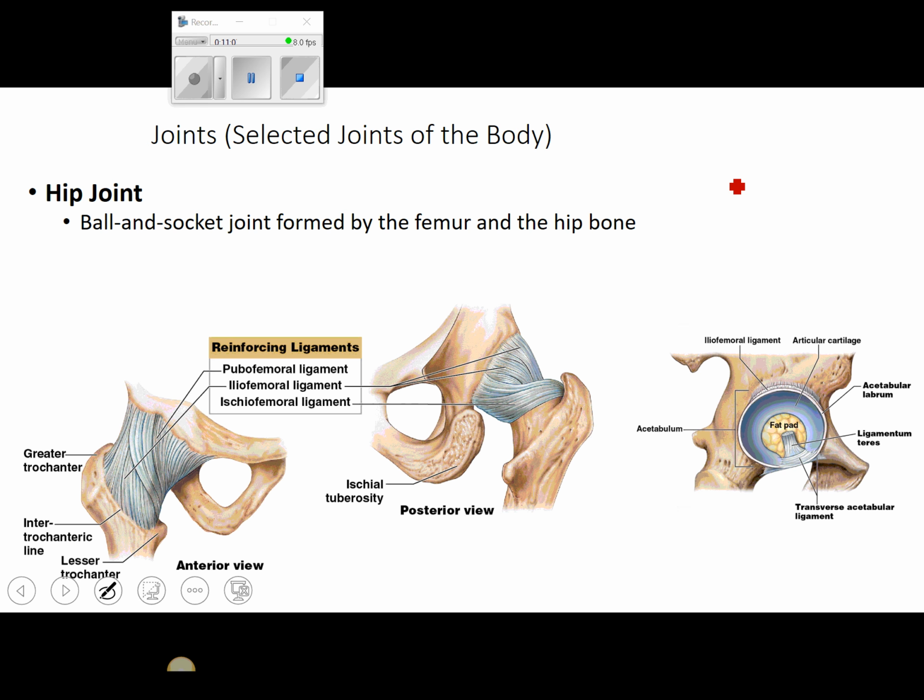Okay, next you have a hip joint. That is a ball and socket joint formed by the femur and the hip bone. So the movement here is going to be circumduction, flexion, extension, abduction, adduction, rotation, sometimes hyperextension.